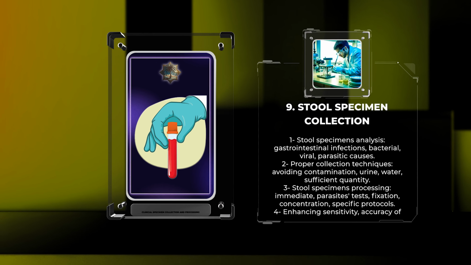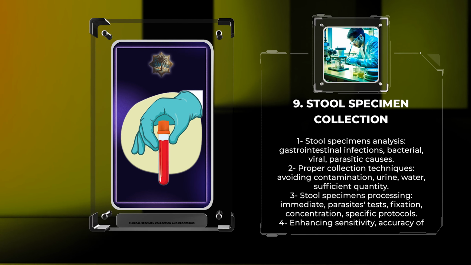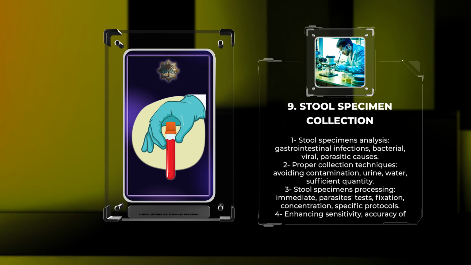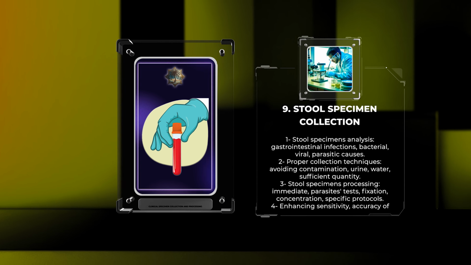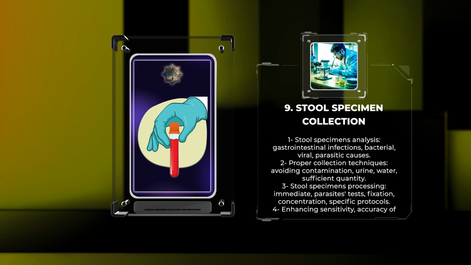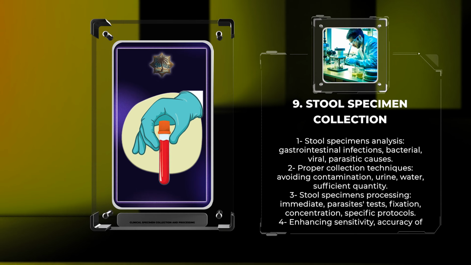Stool specimens are analyzed to identify gastrointestinal infections, including bacterial, viral, and parasitic causes. Proper collection techniques involve avoiding contamination by urine or water and collecting a sufficient quantity for analysis. Stool specimens may require immediate processing or, in the case of certain parasite tests, fixation or concentration using specific protocols. Adhering to these procedures enhances the sensitivity and accuracy of laboratory tests.